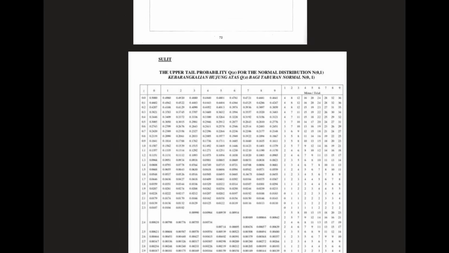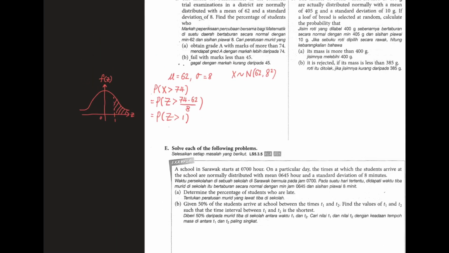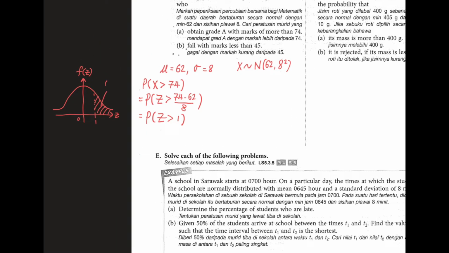Our z-score is 1.0, so we can take this value straight away, 0.1587. That is the probability. This is the area on the right, so we are not going to do anything extra. You can get the answer straight away. So this is part A.